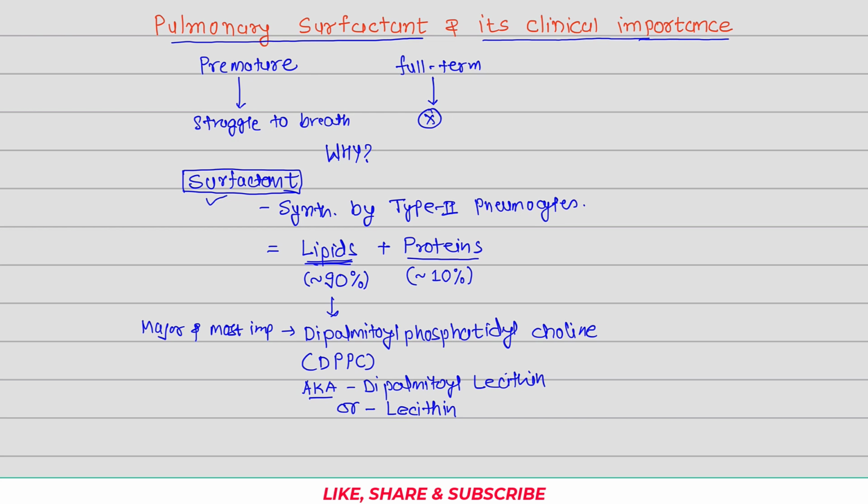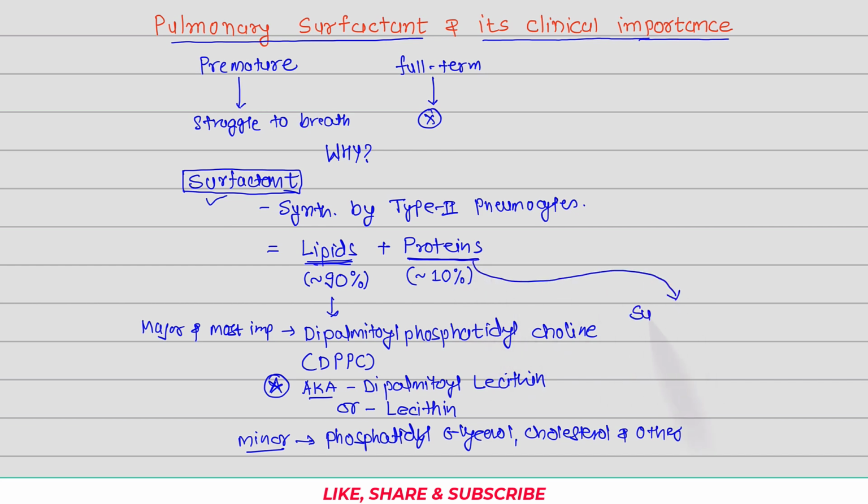And this is the star player. Other minor lipid members include phosphatidylglycerol, cholesterol, and other lipids. The protein part includes surfactant protein A, B, and C.